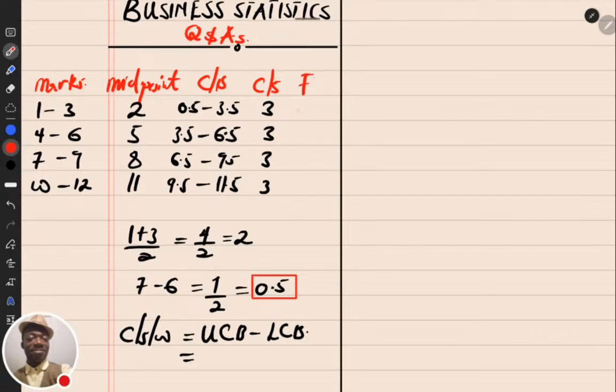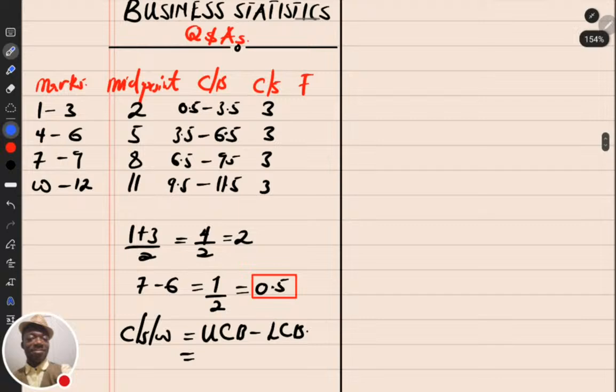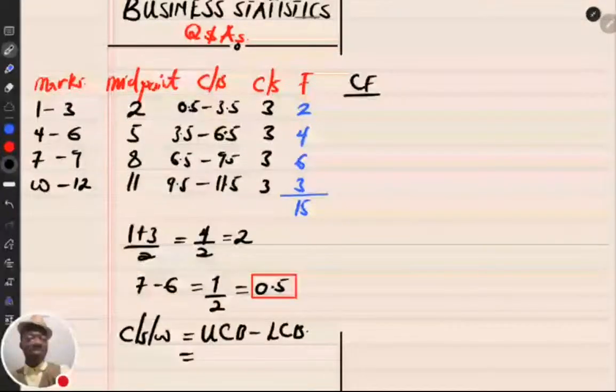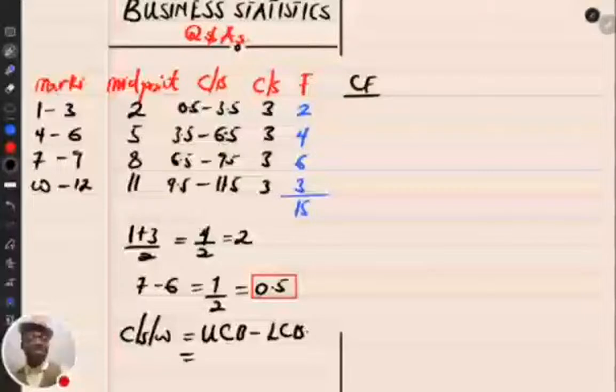Let's say for the first class we have 2. Let me use 2. Let's say here is 2, 4, 6, 3. So the total frequency is 2 plus 4, 6, 6, and I have here 12, 15. To calculate the max less than, or the cumulative frequency, using the max less than approach, all I want to do is this: within the class 1 to 3 as a class limit, the frequency we have is 2. So that means we have 2 as our cumulative frequency there.